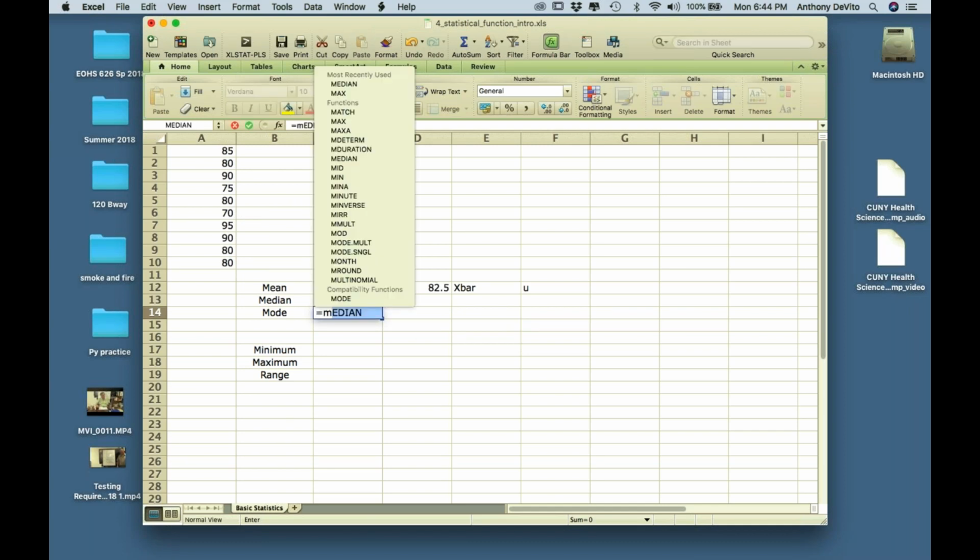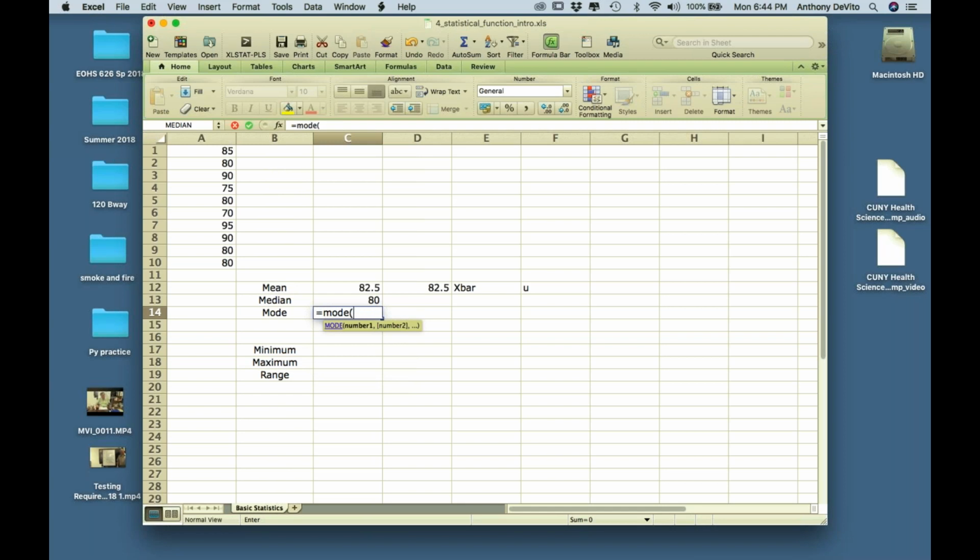How about mode? M-O-D-E, parentheses. What is the mode? What's the mode of a sample? What's that? Most frequent, right? Most common output, most common measurement. Okay, I'm going to highlight that.